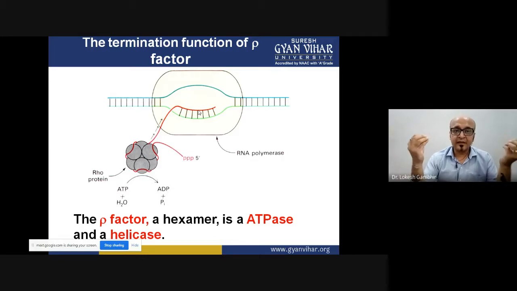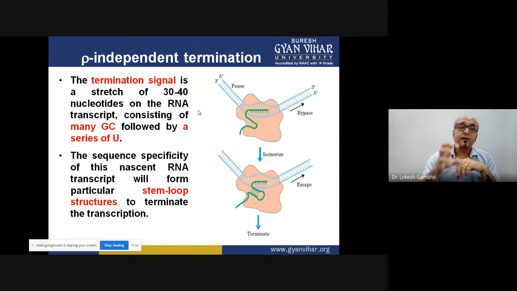So what is happening in Rho factor mediated termination? The helicase activity of that Rho protein is responsible for opening the RNA DNA hybrid inside the transcription bubble by utilizing the ATP molecule, and that's how the termination is being achieved. Then there is Rho independent termination in which there is no Rho protein involved.